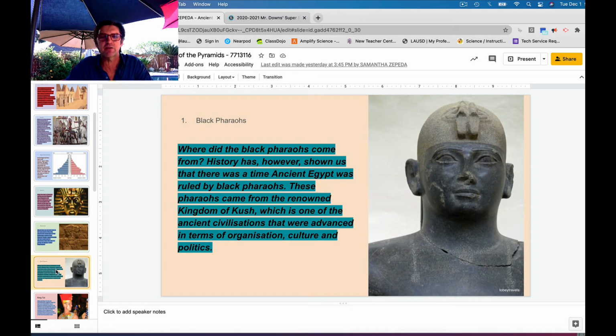Let's take a look at the Black Pharaohs. Very cool. Where did the Black Pharaohs come from? History has, however, shown us that there was a time ancient Egypt was ruled by the Black Pharaohs. These pharaohs came from the renowned Kingdom of Kush, which is one of the ancient civilizations that were advanced in terms of organization, culture, and politics.